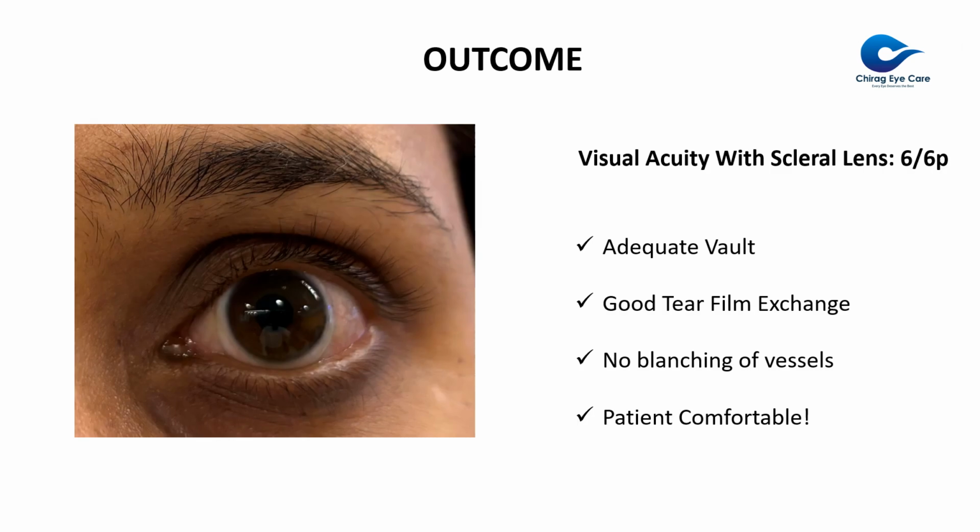This is what the lens looked like on the eye. She had an excellent visual acuity of 6/6 with scleral lenses. The vault was adequate. There was good tear film exchange. There was no blanching of vessels, and the patient, most importantly, was comfortable. Needless to say, she was extremely happy with the outcome in this eye. And we are planning to perform a right eye optical keratoplasty pretty soon.